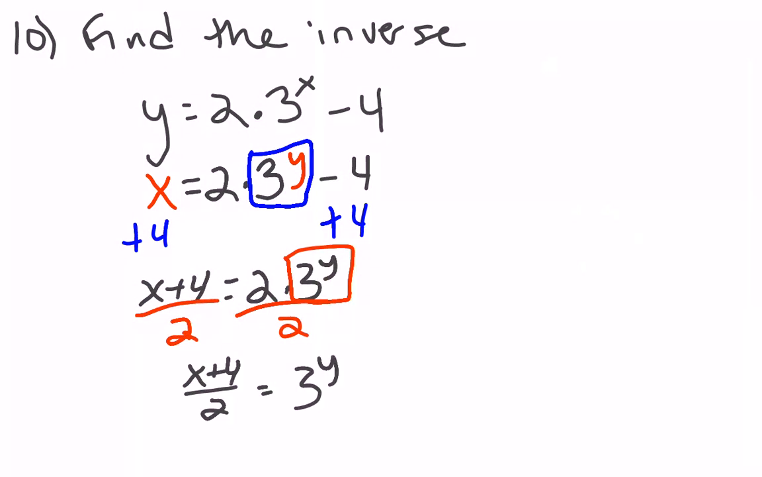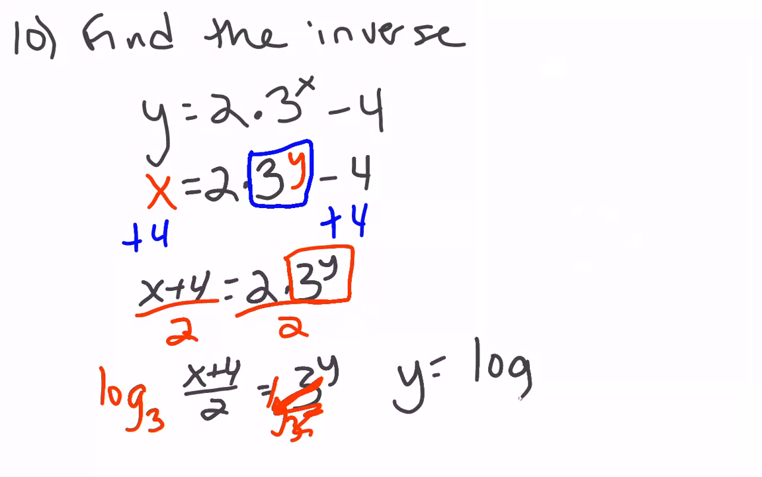Now, here's what we need to do. We are going to do log of both sides, but when we do log of both sides, we're going to choose a special log. What's my base right here? It's all about that base. I'm going to do log base 3. And the reason I'm going to do log base 3 is that when I do log base 3 of 3 to the y, those are going to cancel and just leave me with what I want on the left-hand side, which is just y. So I end up with y is log base 3 of x plus 4 over 2. And that's how we find the inverse.